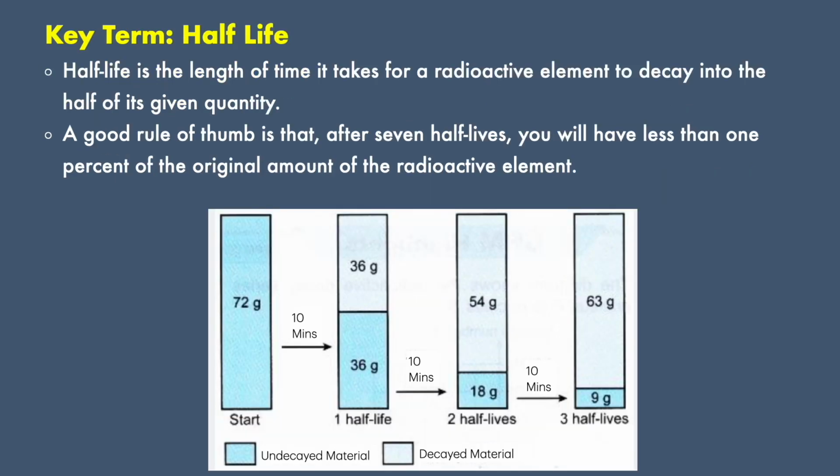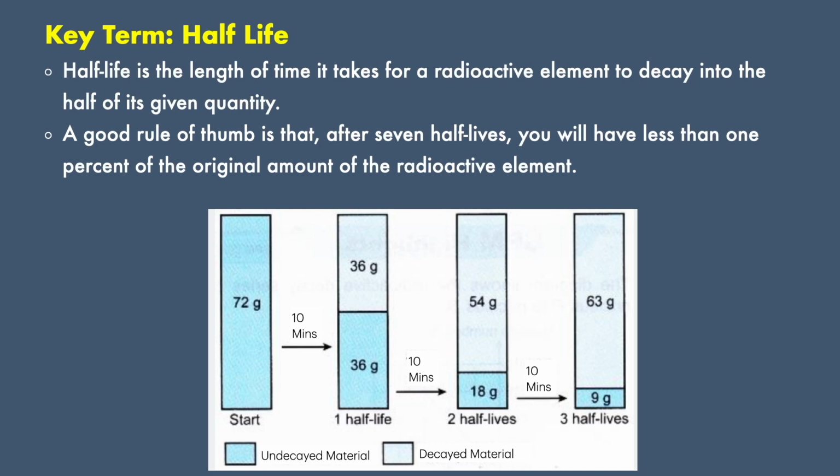Half-life. All radioactive elements have unstable nuclei. They try to attain nuclear stability by emitting radiation. The half-life of a radioactive element is the length of time it takes to decay into half of its given quantity. If you take 72 grams of a radioactive substance whose half-life is 10 minutes, it will reduce to 36 grams in 10 minutes. The remaining 36 grams will convert into something else.